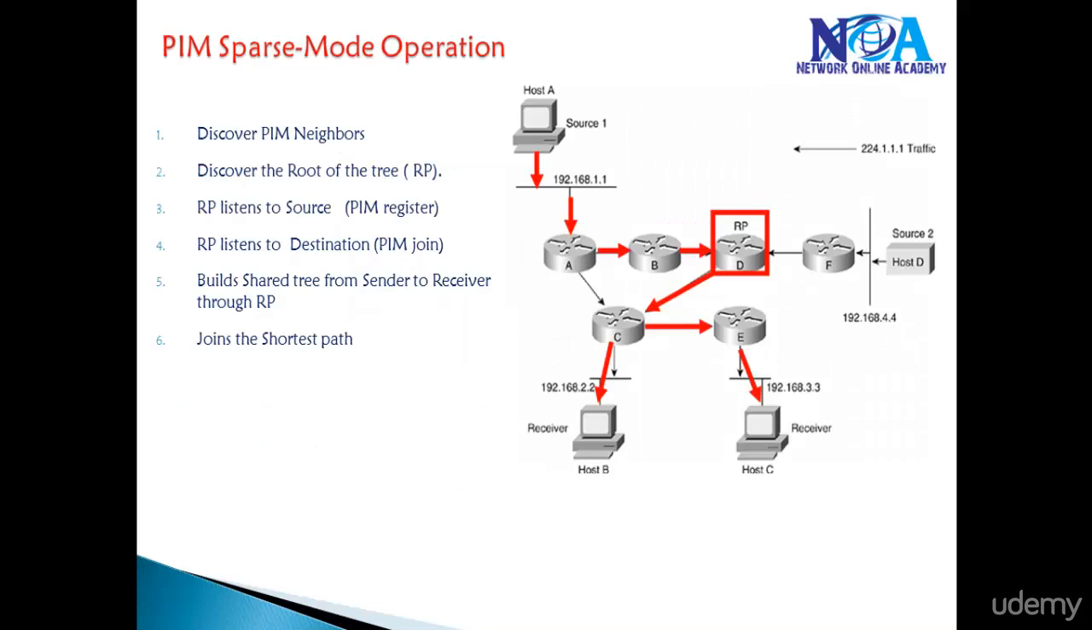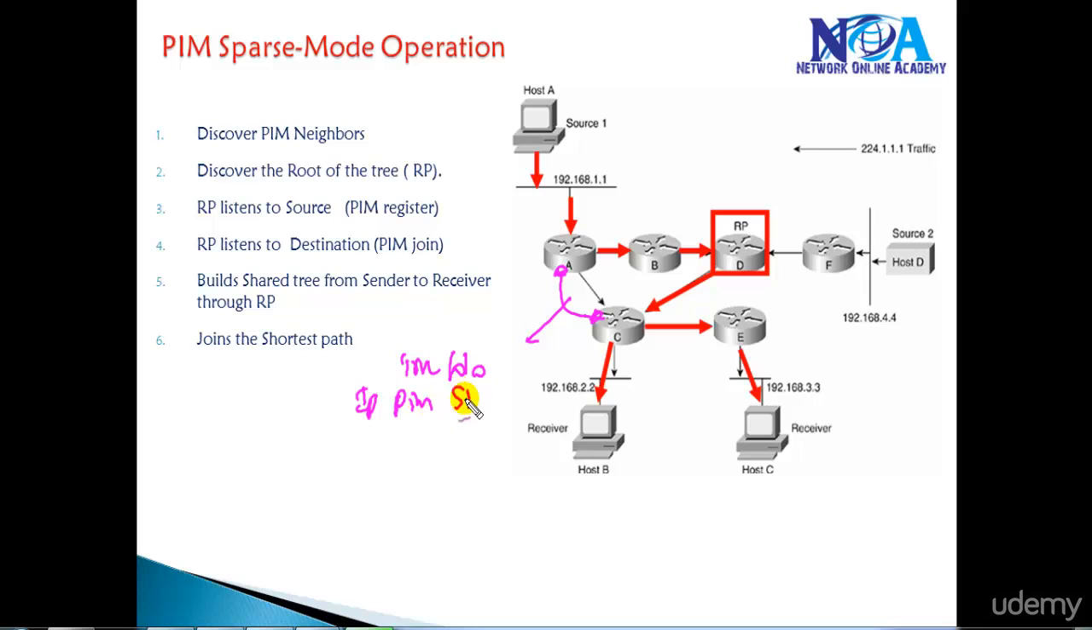Now the complete sparse mode operation happens in six different steps. We'll get into more detail on what the different steps are. The first step is that it discovers the PIM neighbors. Let's say we have a router A and router C, and these two are configured with a command under the interface. We need to say ip pim sparse-mode, just like we did the configuration of dense mode.